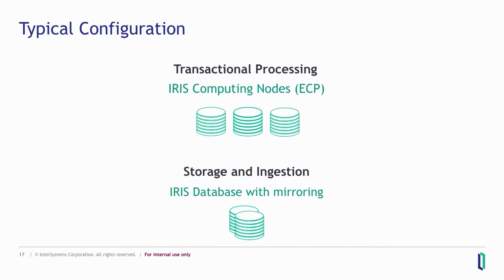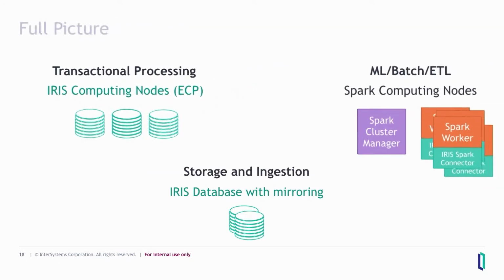I just want to emphasize that a typical configuration of IRIS may start like that. We have a database server, right? It can be mirrored and have high availability, and you may have some computing nodes with Enterprise Cache Protocol to distribute your concurrent access, your transactional users. And you can add Spark when you need it.